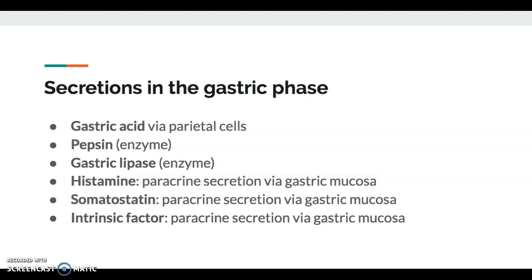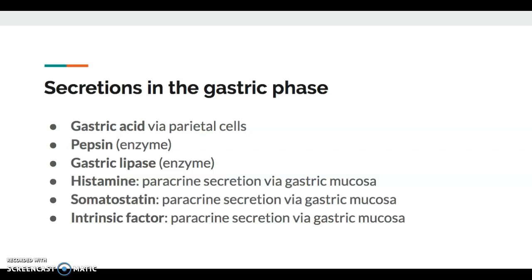So histamine stimulates gastric acid secretion, which goes back to that positive feedback loop that exists when the G cells are secreting gastrin. And that explains why gastrin stimulates the production of histamine. So then we have somatostatin, which is also a paracrine secretion. Somatostatin is secreted by D cells, and it inhibits gastric acid secretion.